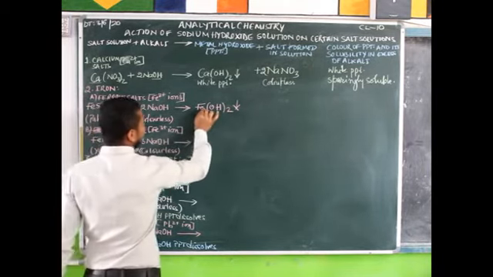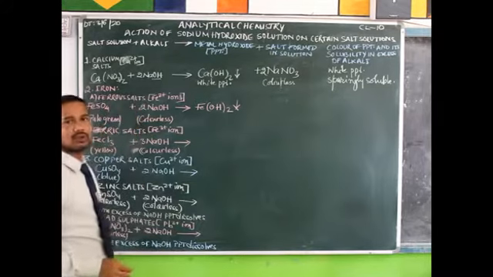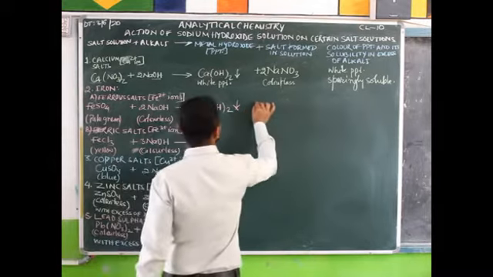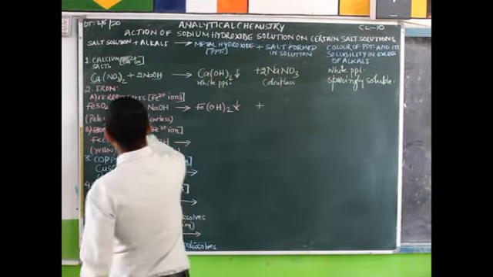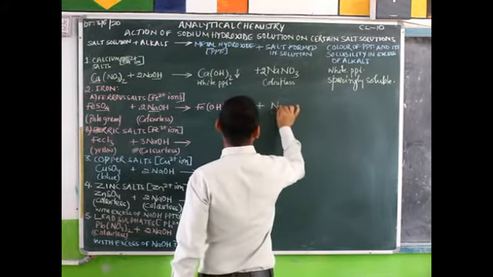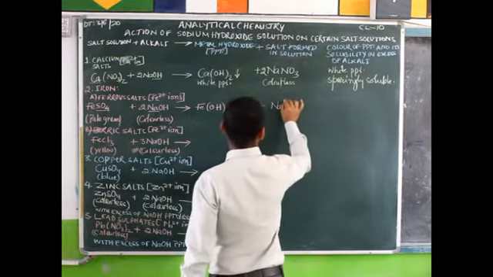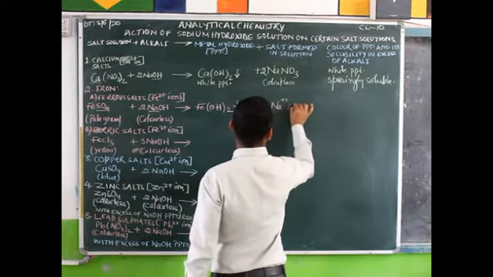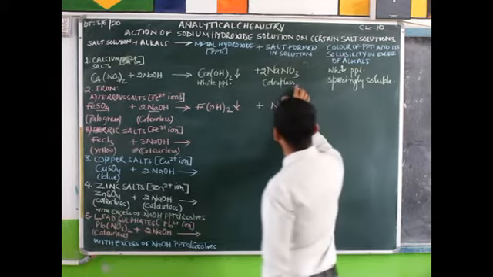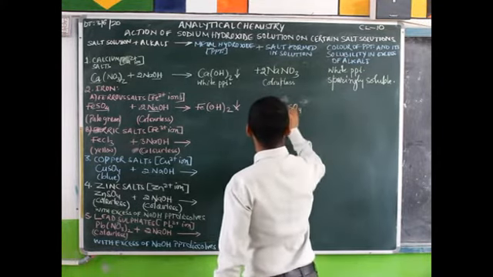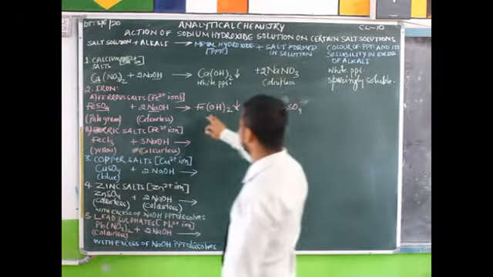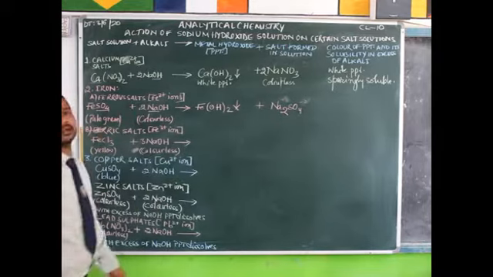So we get ferrous hydroxide plus now SO4 and Na. Na, what is the valency? +1. And SO4 valency is -2. Now crisscross, what we get? We get Na2SO4.